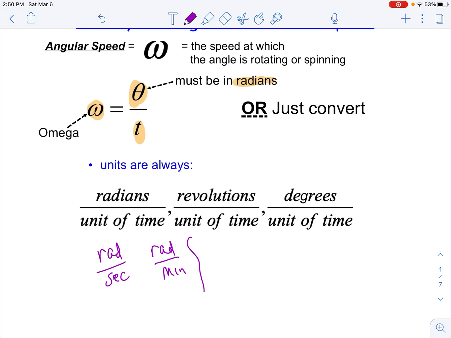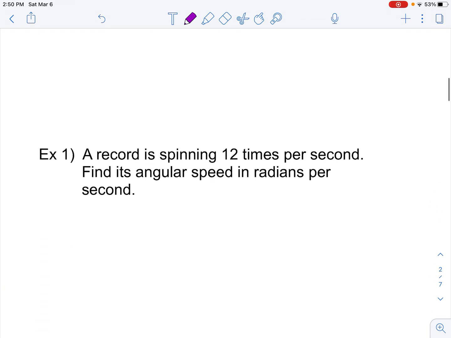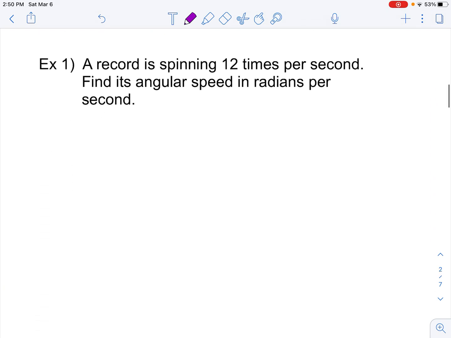So angular speed is the speed at which the angle is spinning or rotating, and the unit normally is radians per second, radians per minute, etc. All right, so take a look at the first example.